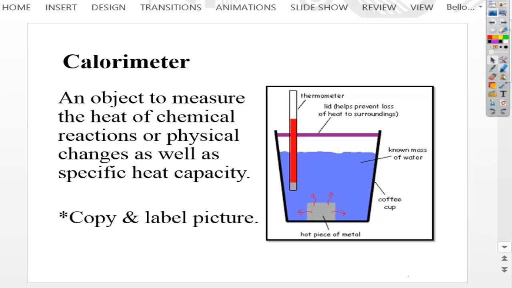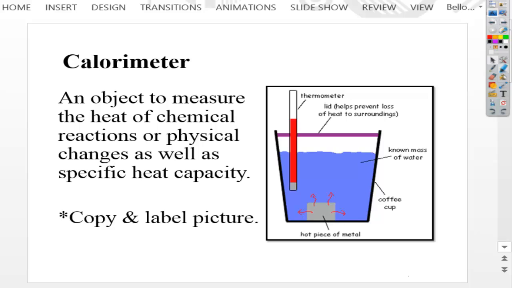Okay, so we're talking about calorimeters today, which is an object to measure the heat of chemical reactions or physical changes, as well as specific heat capacity. You can conduct a chemical reaction inside this calorimeter and measure how much heat was absorbed or released by the chemical reaction or the physical change. You can also measure the specific heat capacity of a certain material that you might not know about.